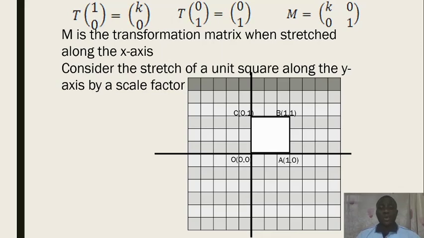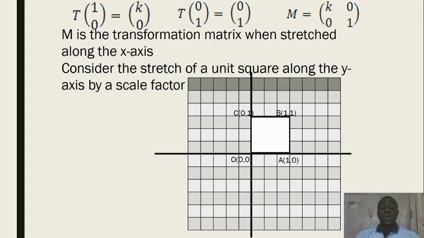Now I want to look at another scale factor, L, where the unit square is stretched along the y-axis. If you observe this, when you stretch this unit square along the y-axis, you find that there are 2 points that will change, but one will not.